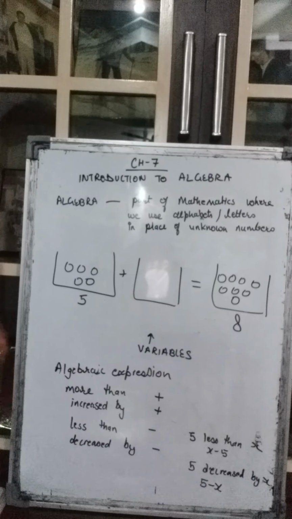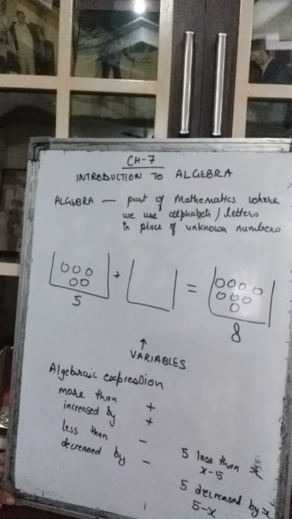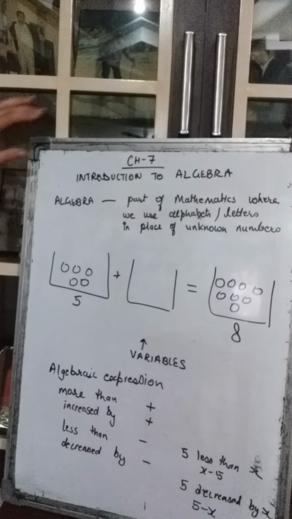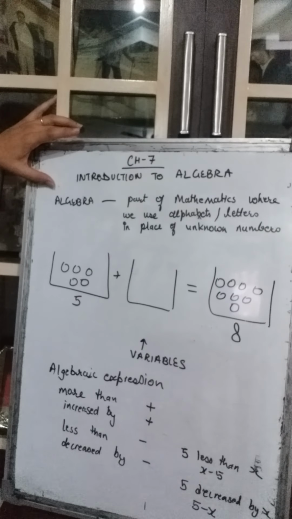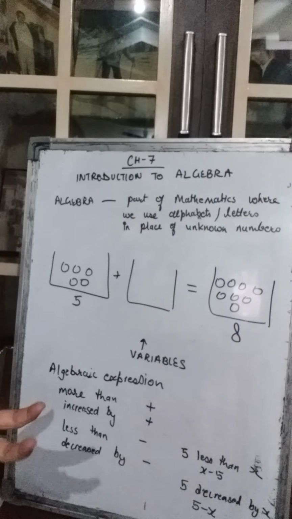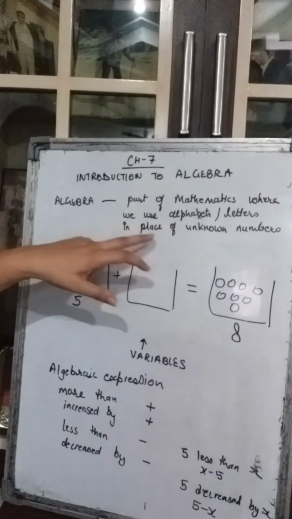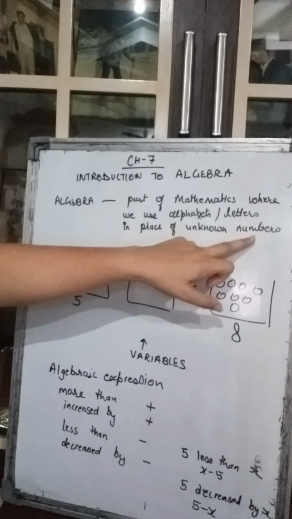Girls, today we will start our new chapter, that is chapter number 7, Introduction to Algebra. Now what is algebra? Algebra is a branch of mathematics where we use alphabets or letters like a, b, x, y, z, etc. in place of unknown numbers.